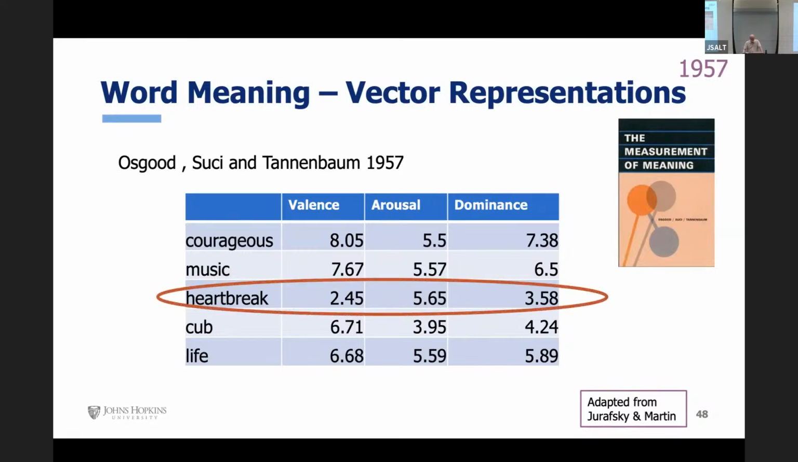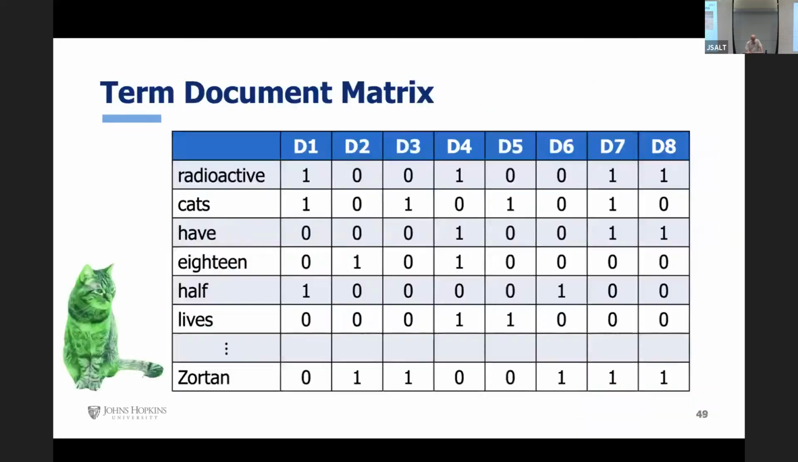So there's heartbreak. Valence is low. I think these were on a 0 to 10 scale. So heartbreak is a bad emotion, so it has low valence. And arousal, it's sort of medium intensity, and I don't know what dominance is. So that's the idea behind vector representations. And there's been a whole series of approaches to doing this.